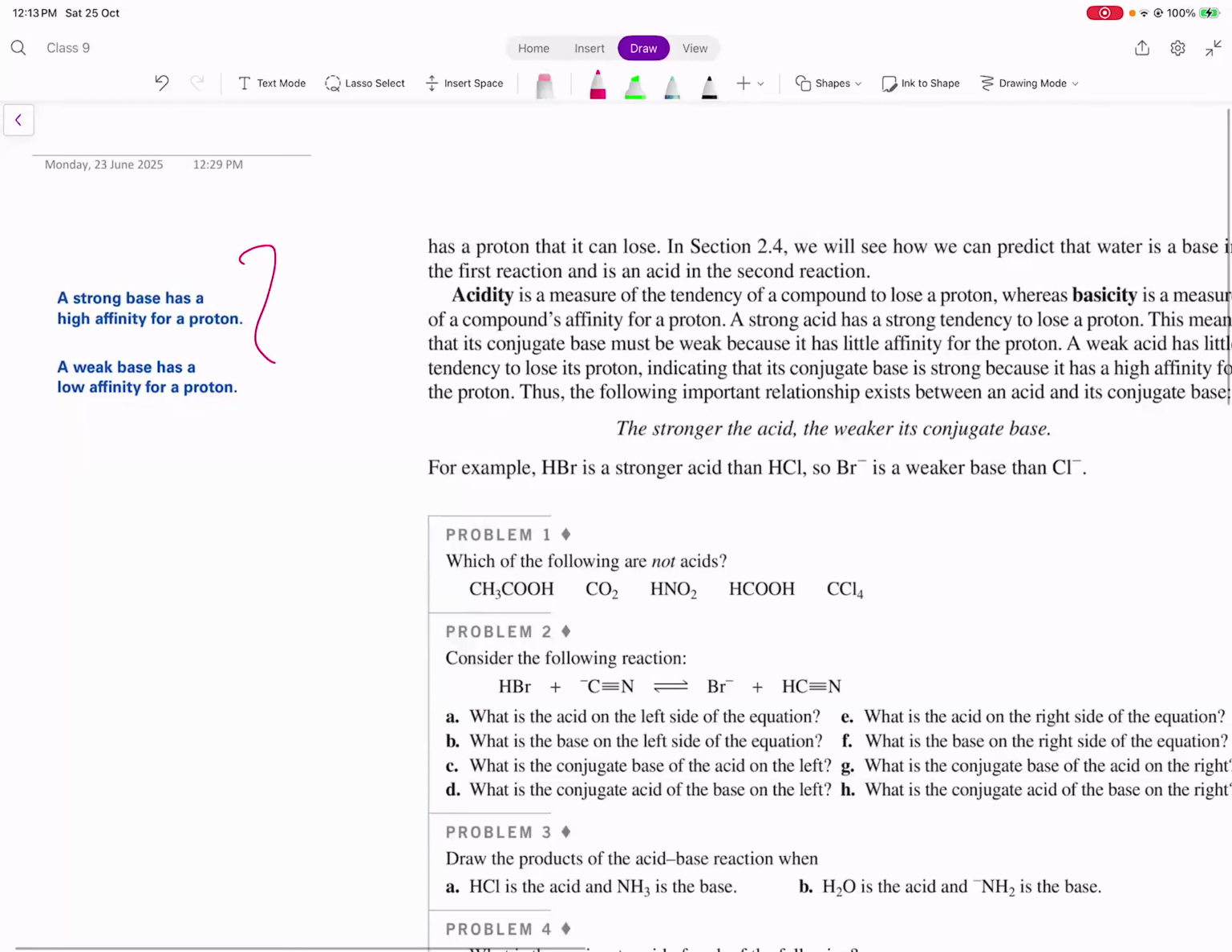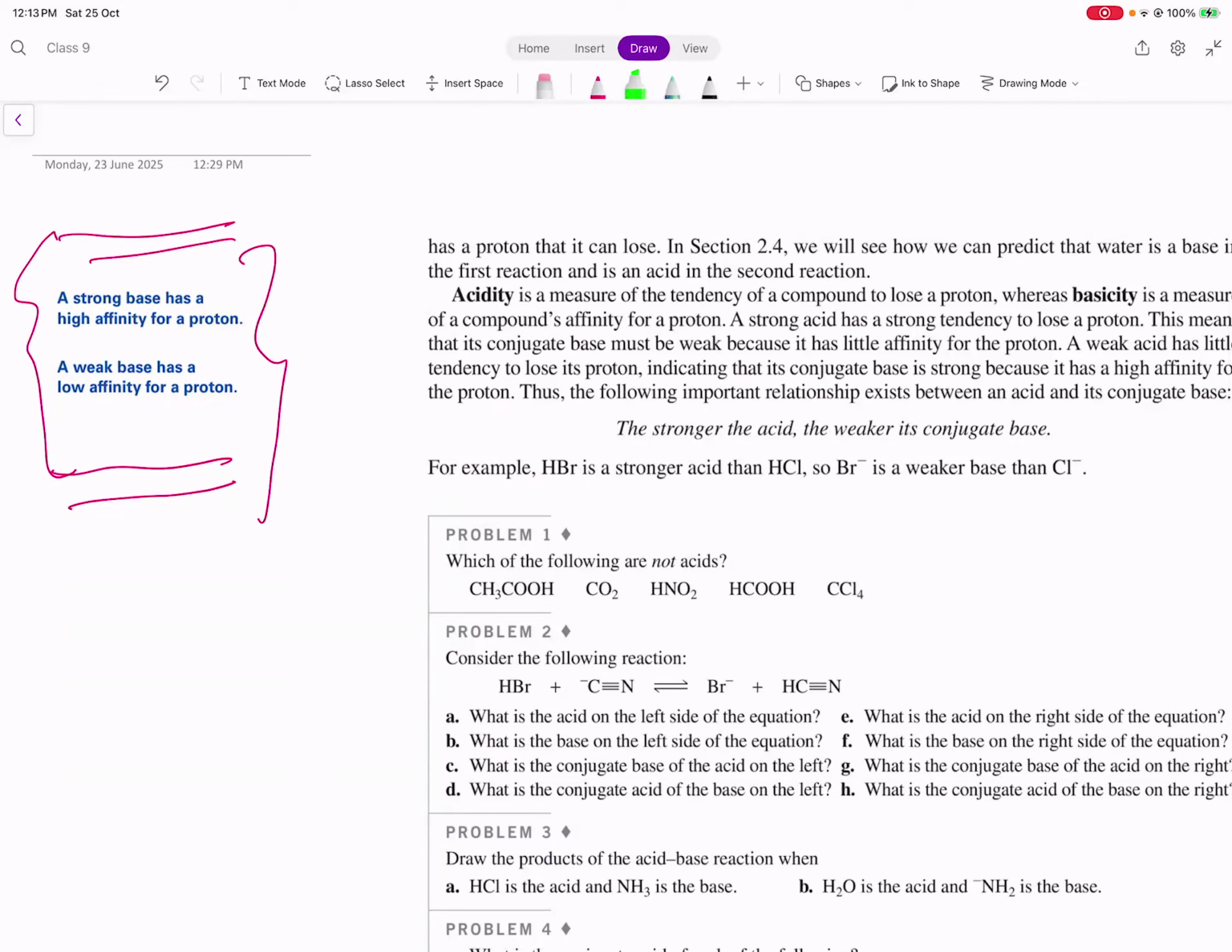A strong base is something that has high affinity for a proton. A weak base has low affinity for a proton. Got it? A strong base has a high affinity for a proton. I'm a strong base, I need H plus. A weak base is okay, I will.